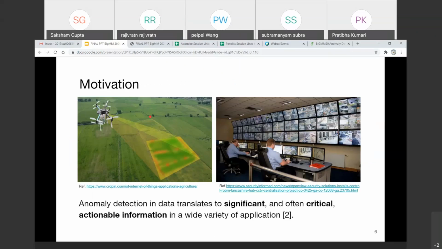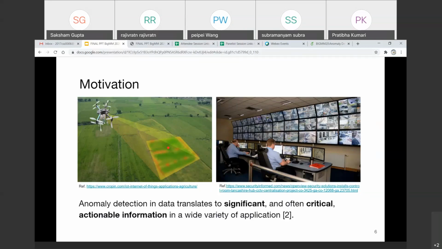Now let's see the motivation behind this work. There are two examples shown in the slide. First is anomaly detection in the farmland. A drone is taking the video of the farmland and generating an anomaly map. The red color suggests the abnormality and green suggests the normal. So the farmer can look at this map and directly go to the farmland and take the necessary action. He or she does not need to go manually and check every area in the farm. Thus, it helps in automated monitoring.